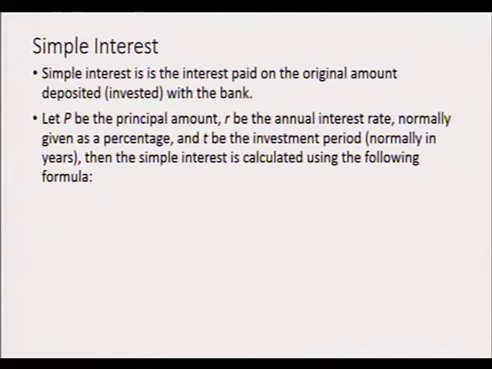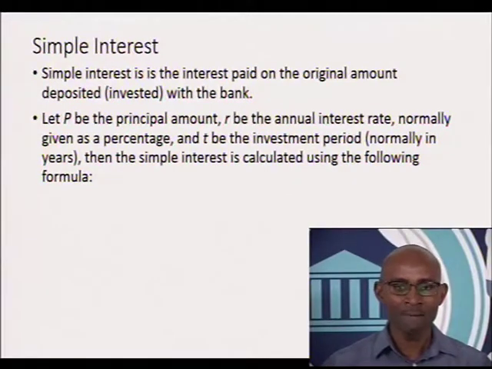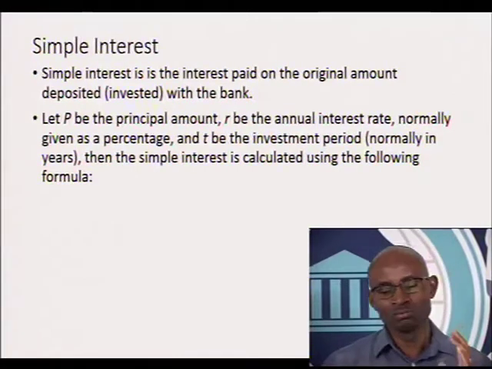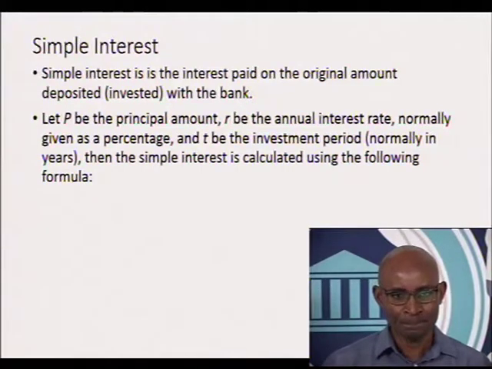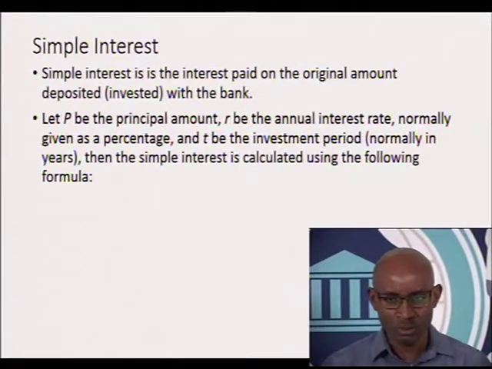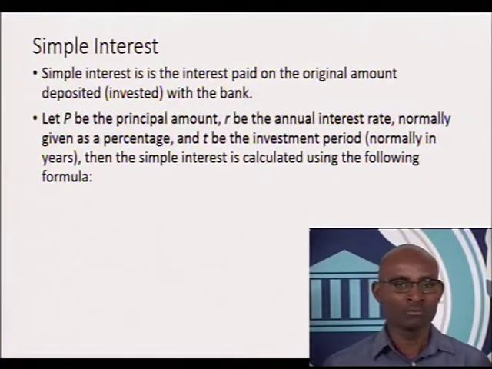Now, if P is the principal amount, so the money that you invest is called the principal amount, and then the bank gives you an annual interest rate of say R, and this R is normally given as a percentage, which means they'll give you a 6% interest or 12% interest depending on how generous the bank is. And of course, T would be the investment period. This is normally in years. Of course, there are sometimes when people will give you an investment period of months, but in most cases it's in years.